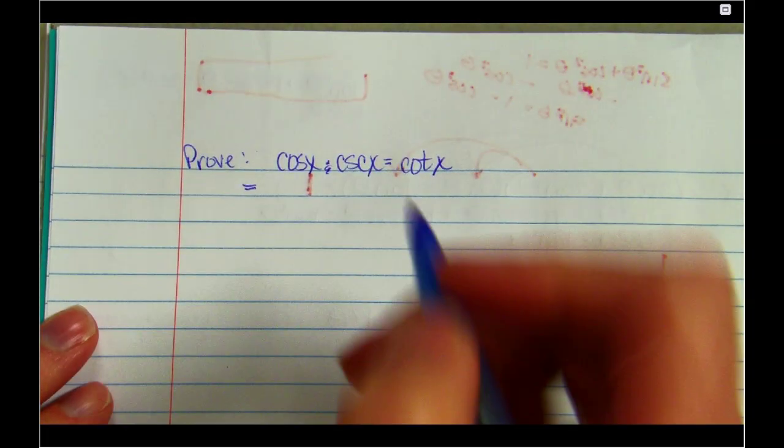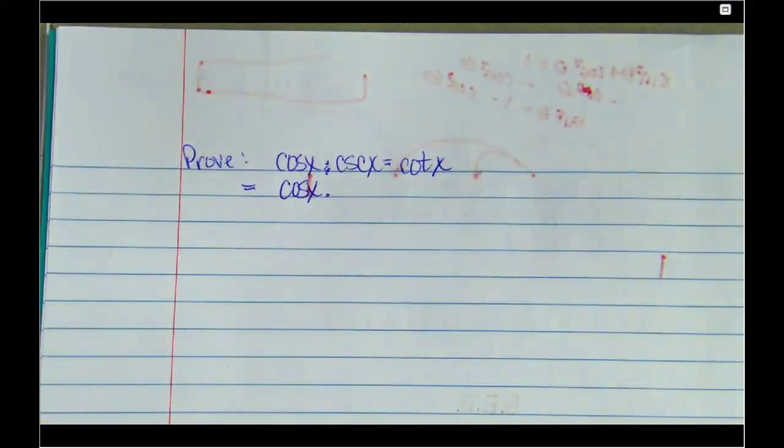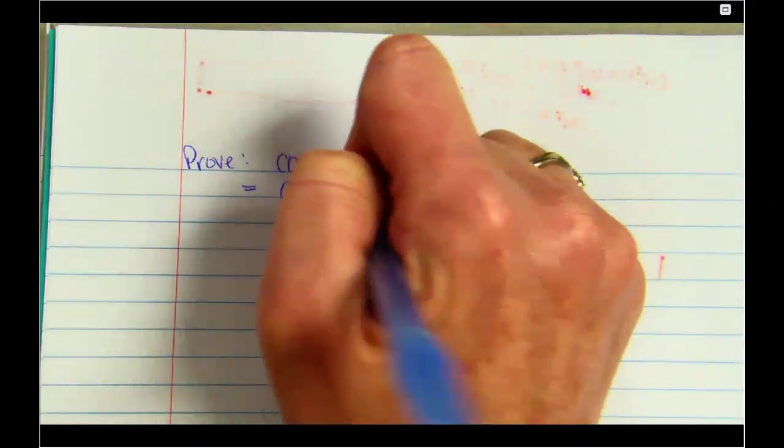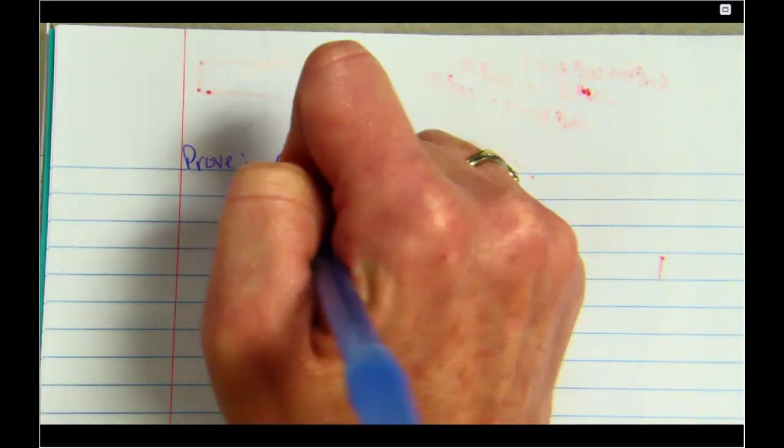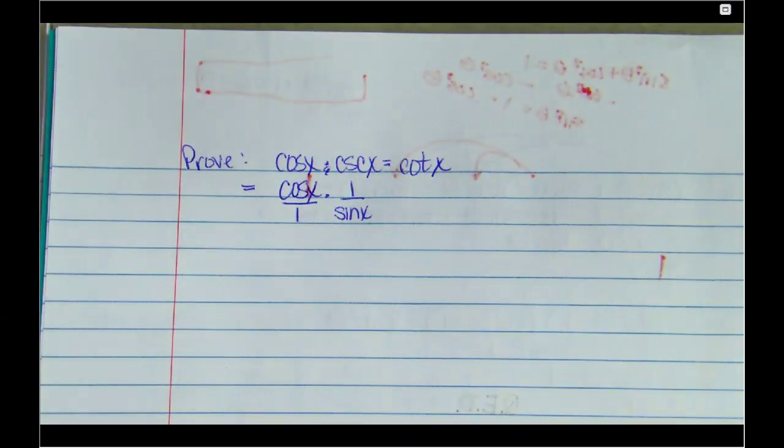Cosine is cosine. It was a trick question. What's cosecant? 1 over sine. Okay, now, this is what I told you yesterday. If you're dealing with fractions and you have one that does not have a fraction, like cosine is not a fraction to start, give it a 1.